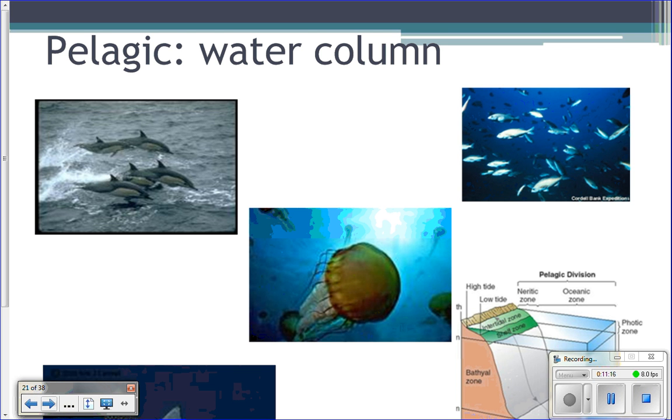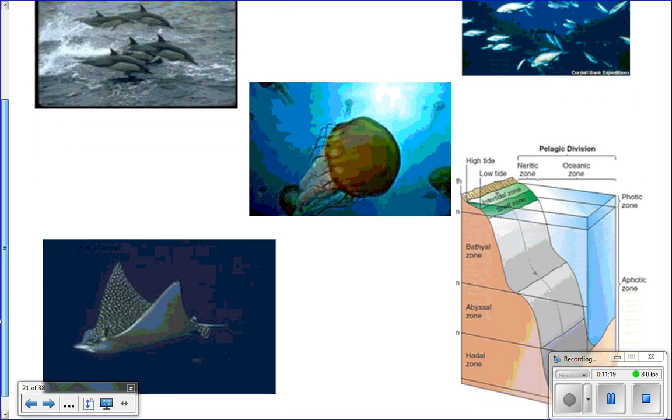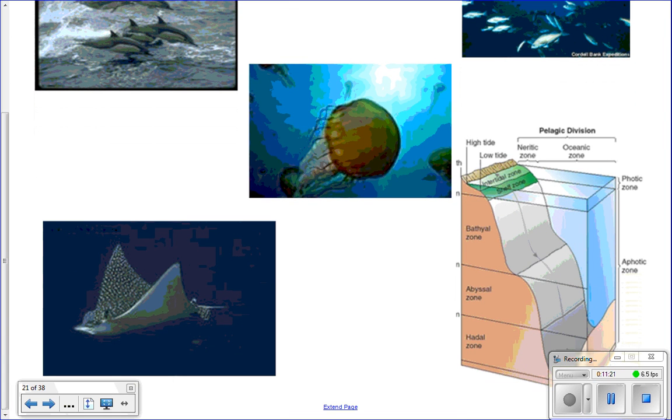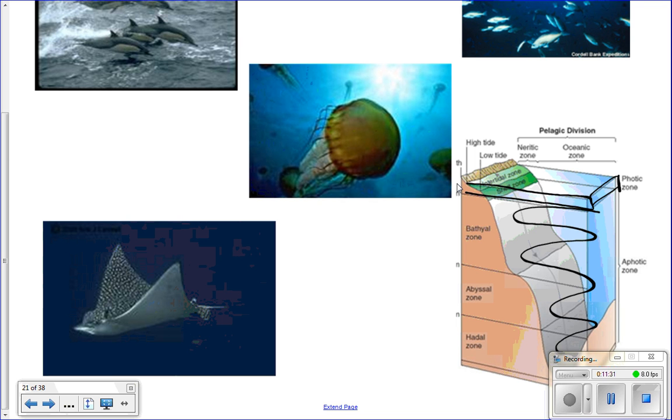We have the pelagic water, which is the water column. If you look over here on the bottom right, you can see this top layer of the ocean right here. That is the photic zone. That's where there's enough light for photosynthesis. Below that, all of this is the aphotic zone, where there's not enough light for photosynthesis. And you can see some of the pictures of kinds of creatures that would be found here.